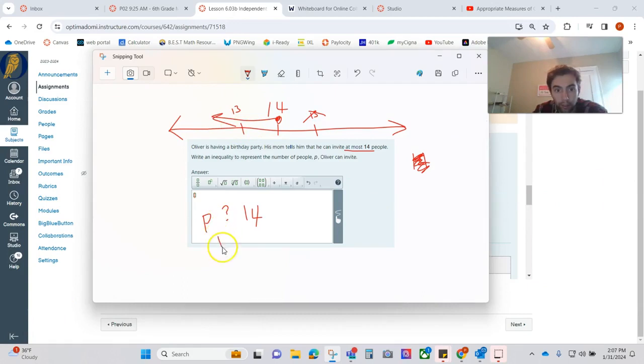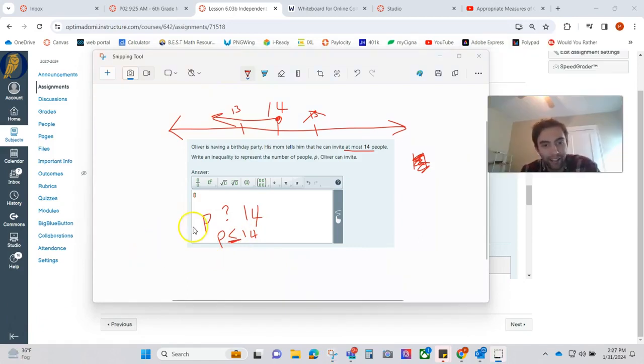So my answer would be P is less than 14. But if Oliver invited 14 people, that'd be okay. So the or equal to bar. And now we're back. Okay.